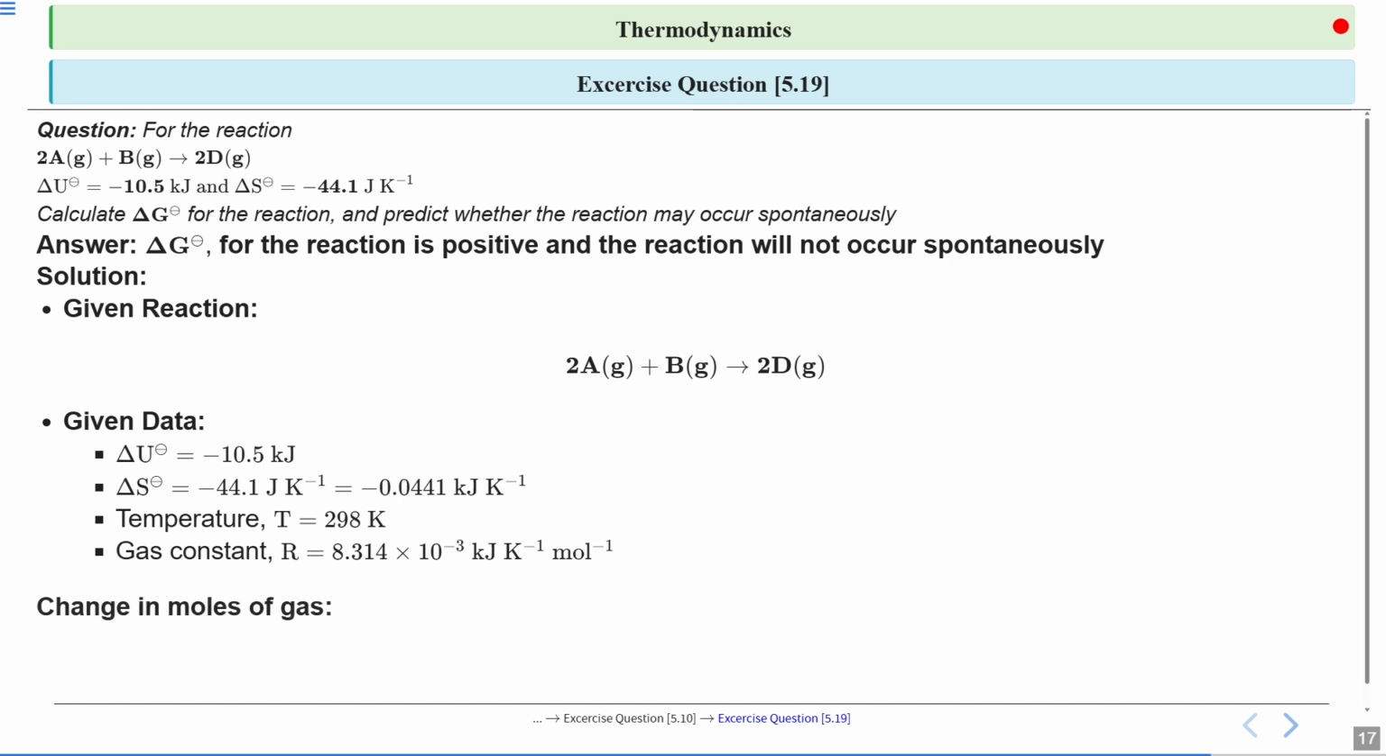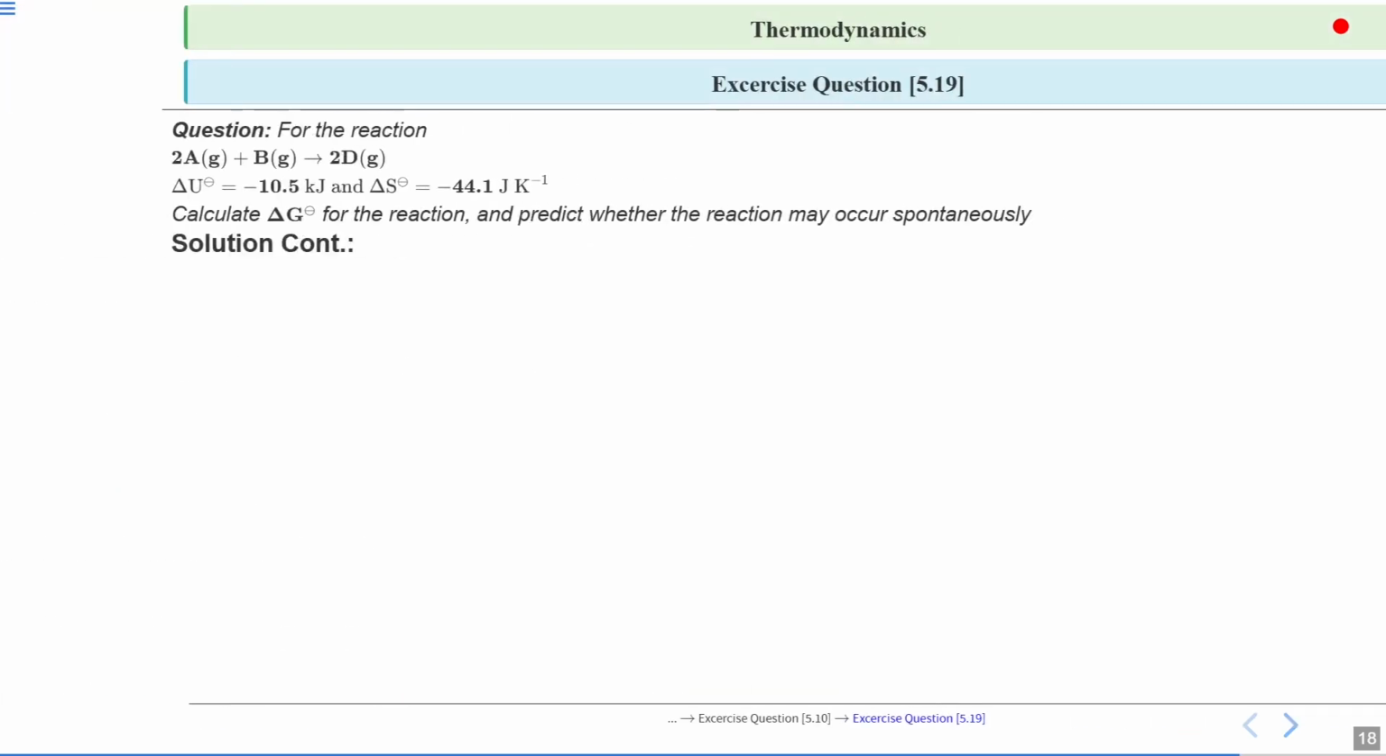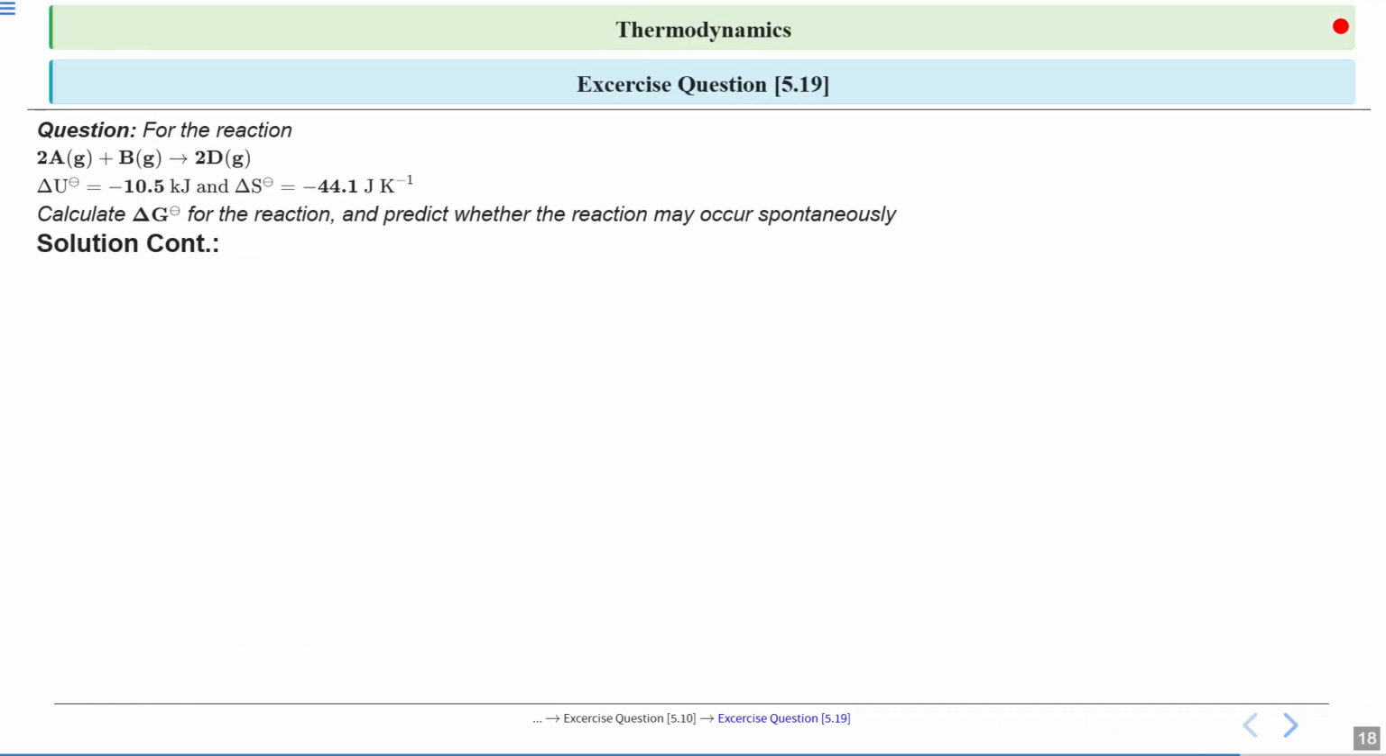So, we can calculate the change in moles of gas first of all, to calculate the enthalpy change, which will be moles of gaseous products minus moles of gaseous reactants. The answer will be minus 1 mole, right? Next, we will consider the delta G calculation. For that, we need the delta H naught and we already have the delta n g. Now you can put this in the equation between the delta H naught and delta U naught.